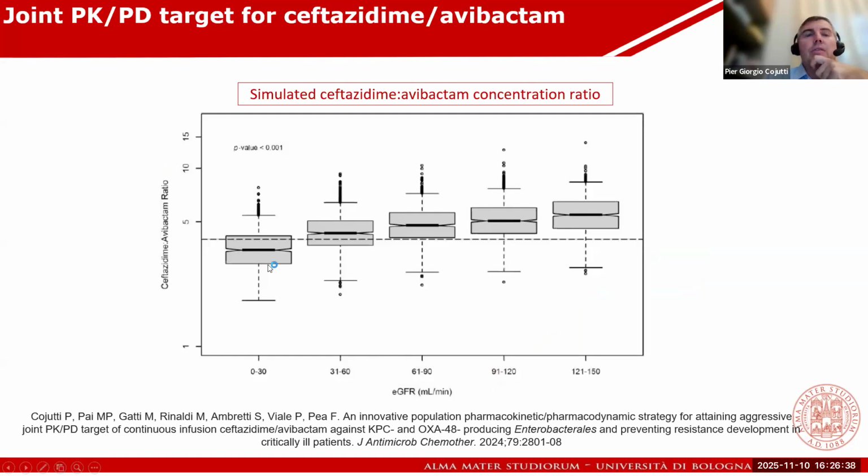So, for example, for ceftazidime-avibactam, the need for TDM is advocated by observing that the concentration of ceftazidime over avibactam changes across classes of renal function, meaning that patients in the higher range of renal function, so greater than 120, greater than 130, may have less avibactam than currently needed for antibiotic efficacy. And you can see here the change in the ratio of ceftazidime over avibactam.